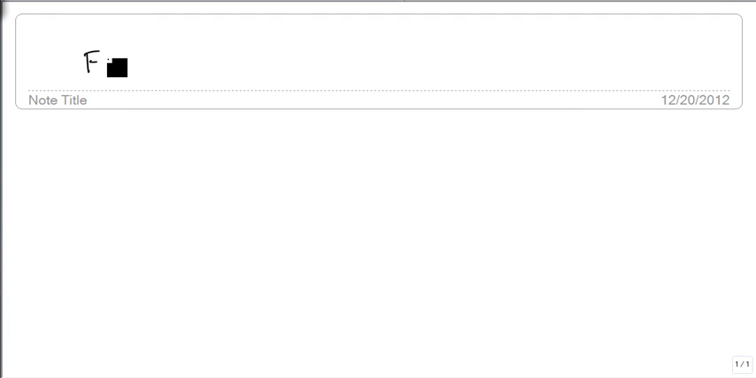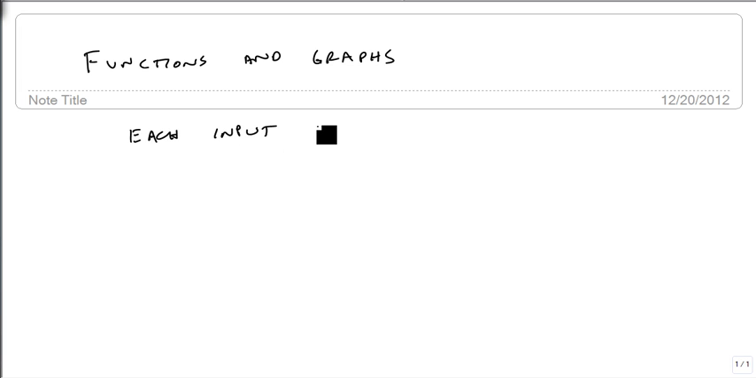We also need to talk about functions and graphs. Remember, all graphs are relations. But sometimes we want to know if that relation is also a function. Now remember that a function is a function only if each input corresponds to one output. And remember that x is our input on a graph and y is our output.